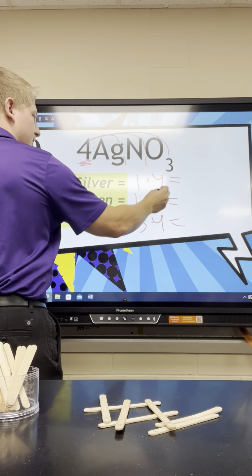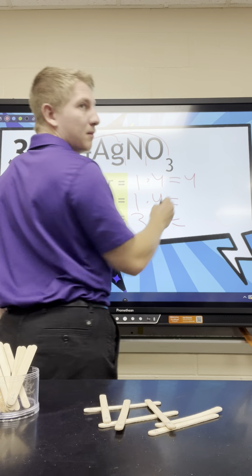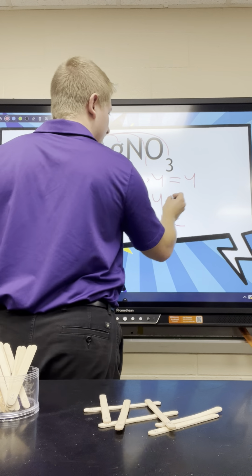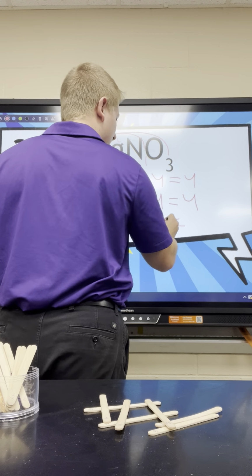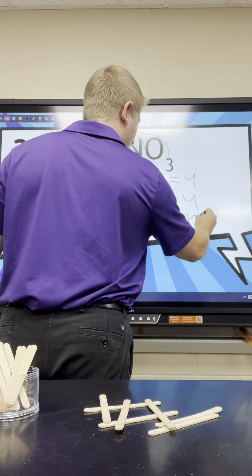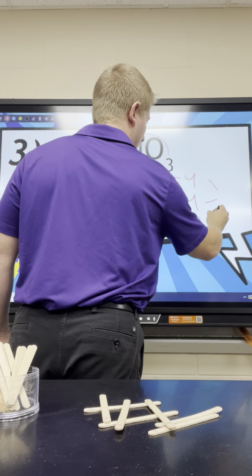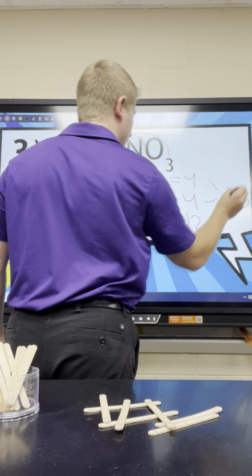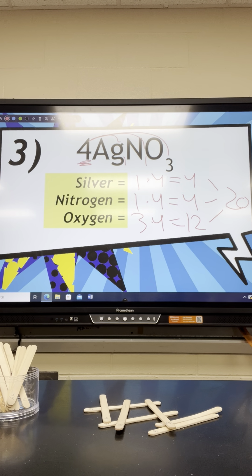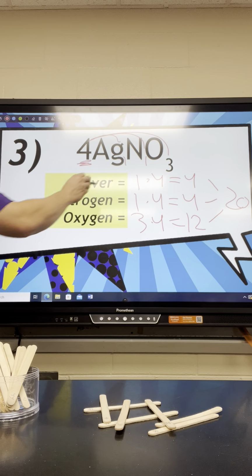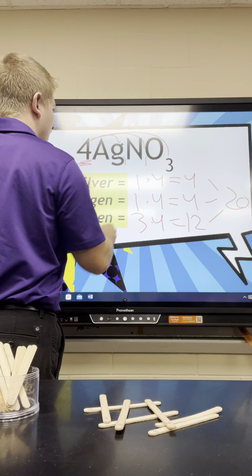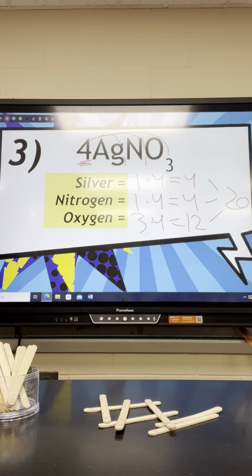All right, what's that one? 4. What's this one? All right, and if we added them all up, what would it be? 20. Remember, step 1, write them down. Step 2, count your not coefficients, your subscripts. And then you're gonna multiply by your coefficient.